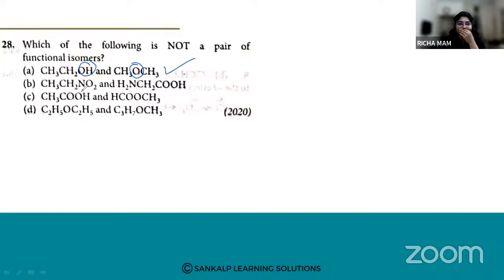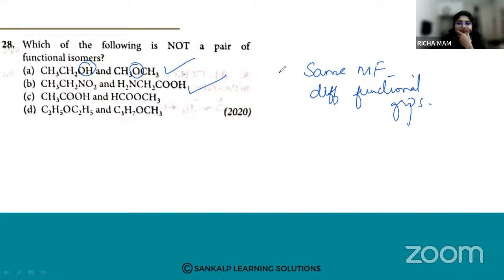So this is an amine, and this is a nitroalkane, right? So this is also a functional pair. So what is a functional isomer? They should have the same molecular formula, but only different functional groups. That is what we are checking. Now when we check the first one, this is an alcohol, this is an ether, this is a nitroalkane, this is a substituted NH2CH2 carboxylic acid.